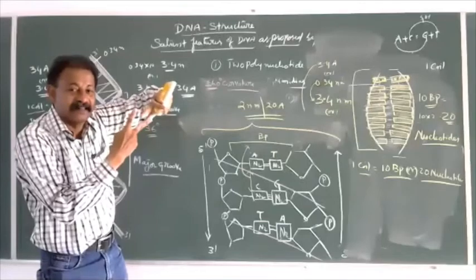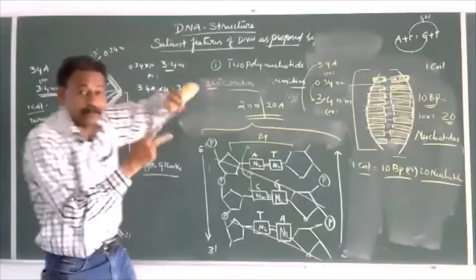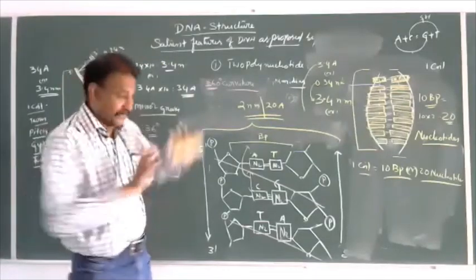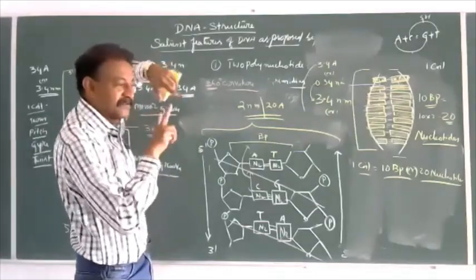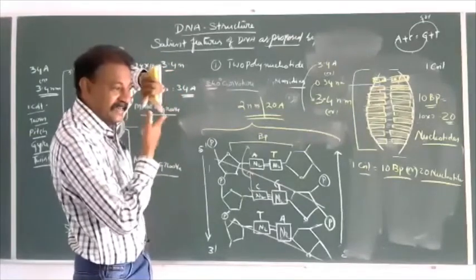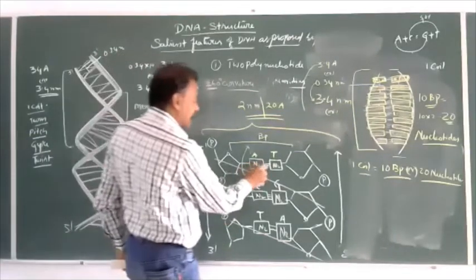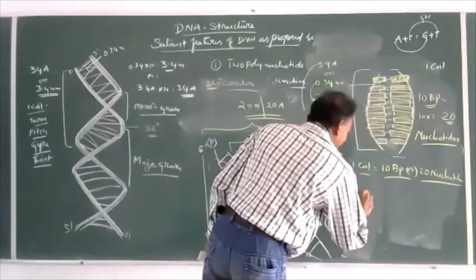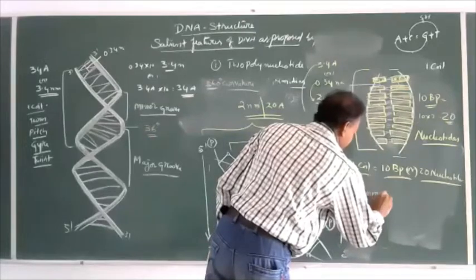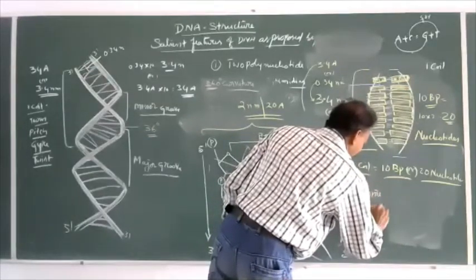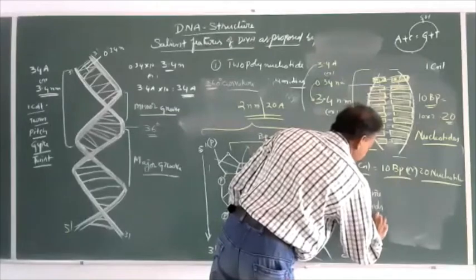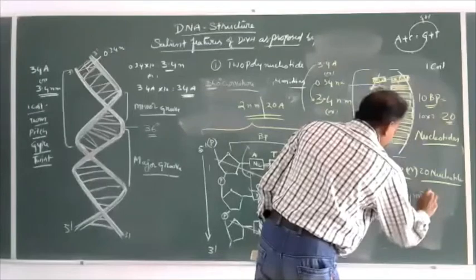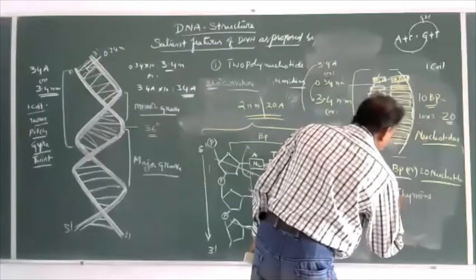there is a possibility, whenever adenine comes nearer to thymine due to this twist, of two hydrogen bonds. Always adenine bonds with thymine with two hydrogen bonds.